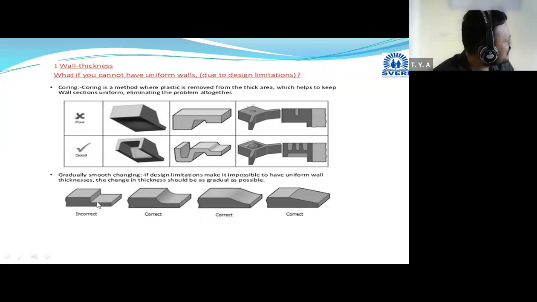So if sudden change in the thickness is there, you have to eliminate it. You can go for any one design. Gradual change here by providing the curve, or you can see this type of curve, or you can provide taper also. Instead of going for sudden change in the thickness, go for the gradual change. In this way you have to modify the design and provide the minimum and uniform wall thickness for that component.